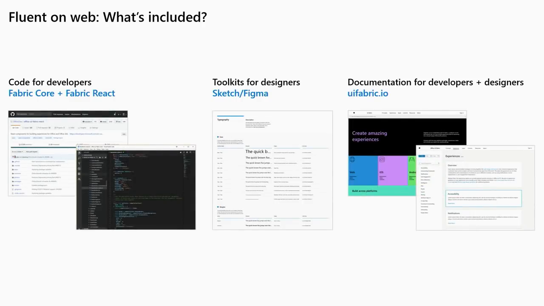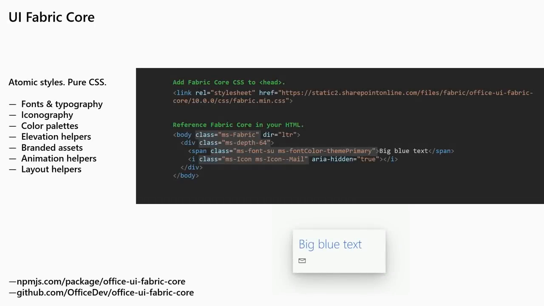With Fabric Web, you get the same set of offerings that you get with every Fluent UI library. You get a set of code through the Fabric Core and Fabric React libraries that developers like you can use to build apps and experiences. You get a set of toolkits for designers to create mockups and prototypes. And you get rich documentation for both designers and developers on the Fabric website, uifabric.io. So now let's take a closer look at each of these UI libraries in a little more detail.